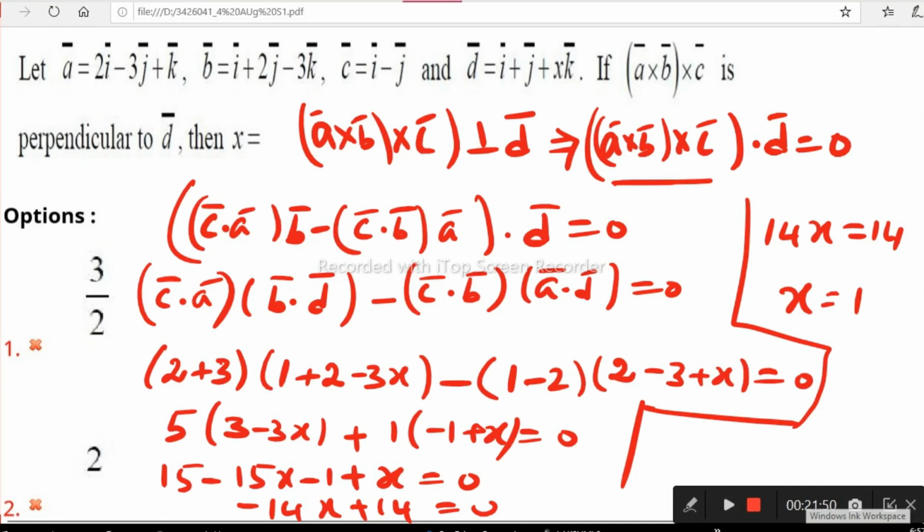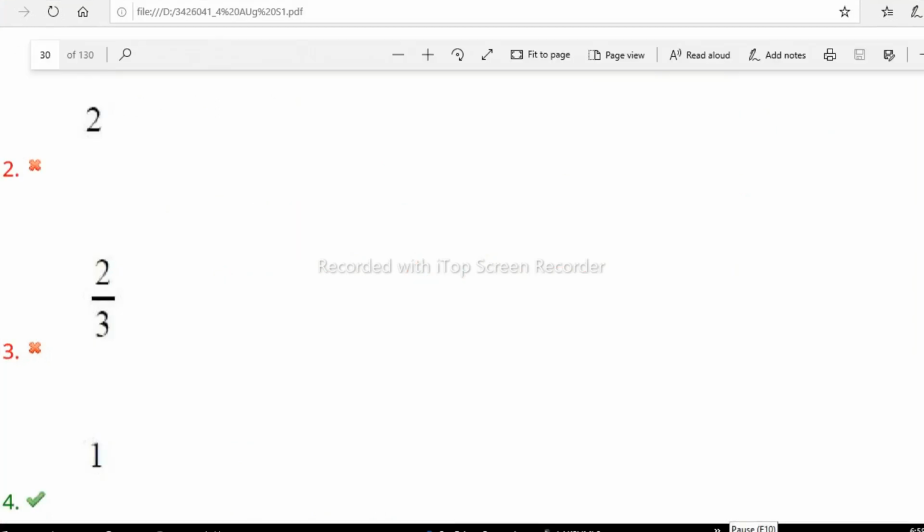I have already made videos on the dot product in vectors, about 5 to 6 videos. Compulsorily watch additions of vectors as well as the dot product. If you watch them, you will know how to focus for your final paper. X equal to 1 is not there in the first two options. What are the next two options to look at now? Yes, 1 is given as the fourth option, right? So option number 4 is correct for this question.